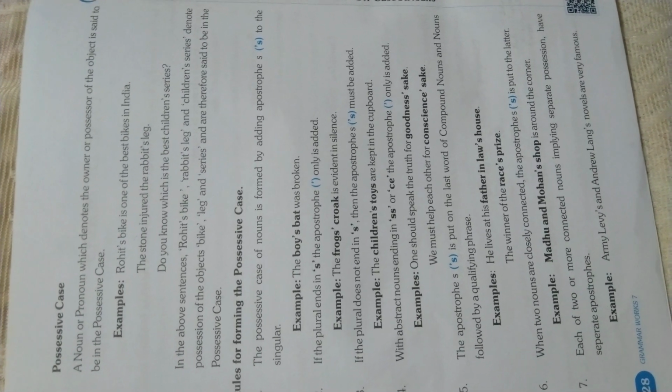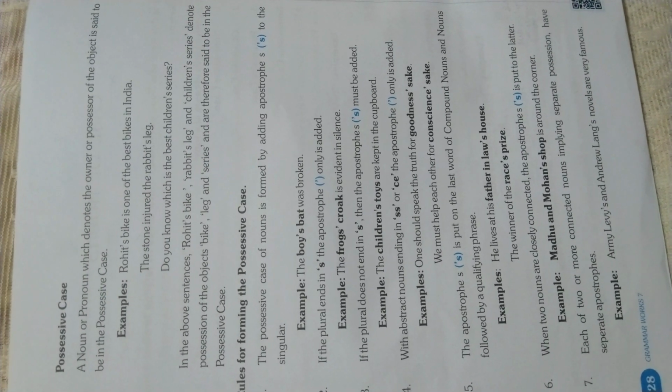It shows the boy's hat, you can say, or bat, you can say. It's perfectly okay. So it means the boy is the owner of that bat, or you can say hat. It means he is the owner, no one else is the owner of that. Now, second, if the plural ends in s, only the apostrophe is added.